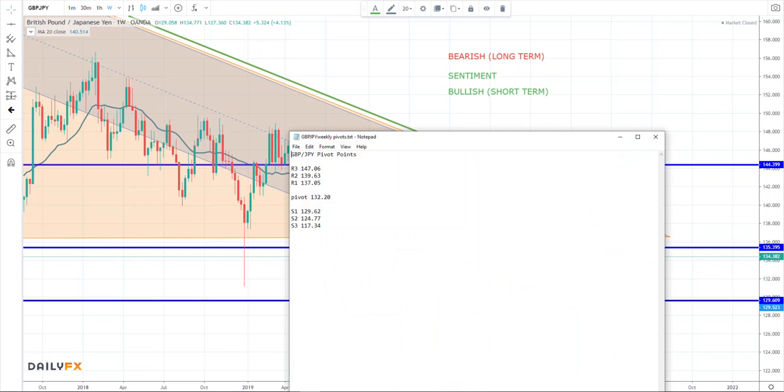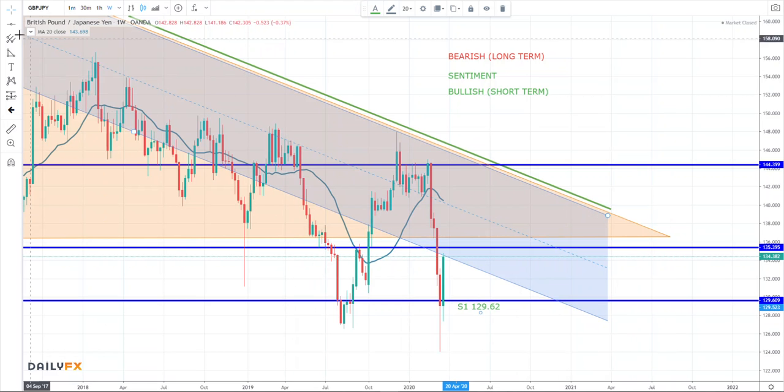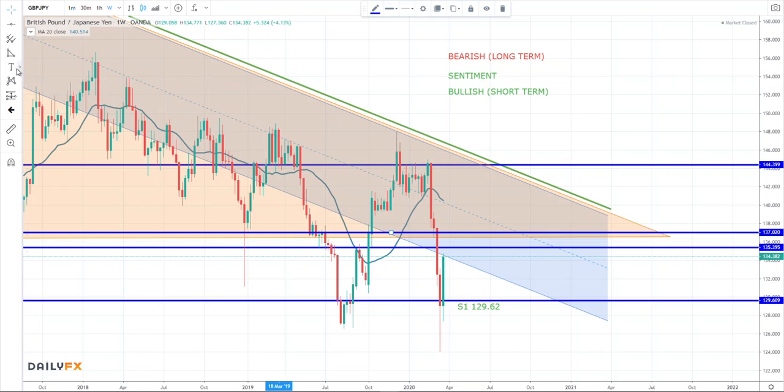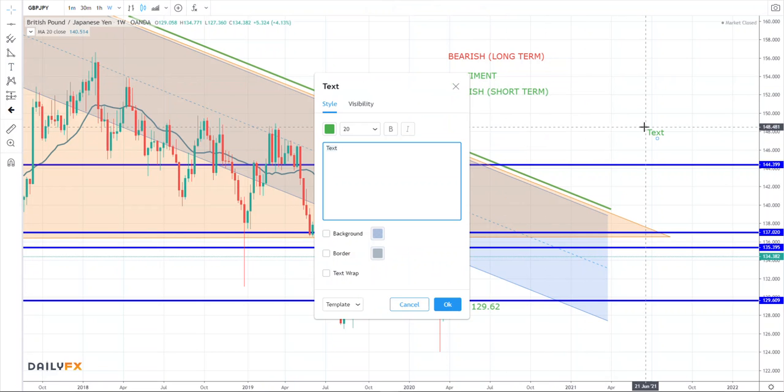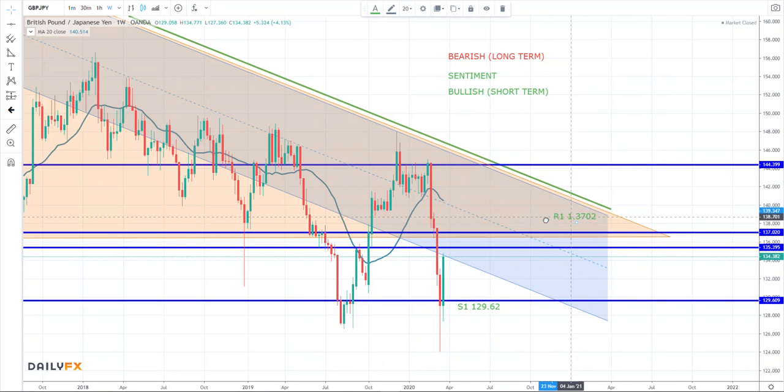Okay, so now we've got R1 on the other side. Let's flip the coin. 137.05 is right there. What about the bottom of our triangle we mapped out? You see that? Okay. And that makes sense if price were to come up there. So there you go. There's my short-term bullish. If there's any kind of short-term bull rally, it's going to end right there at R1.